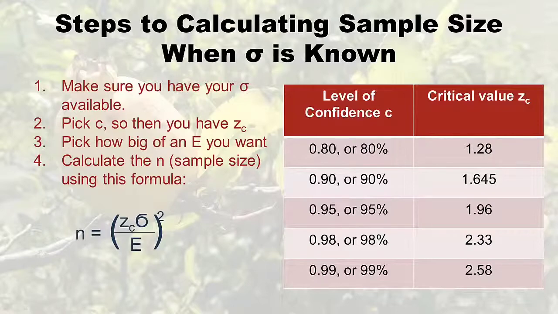So you have to pick C so you can get your z sub c, so you can put that in the formula. Then next you have to also pick how big of an E you want. So remember how big of a margin you want. If you pick a big margin, then you won't get a very precise estimate, right? Like you won't get upper and lower limits that are kind of close together so you can kind of know where it is, right? So you've got to also make a political decision of how big of an E you want. And then finally you plug all that into the formula and you calculate the sample size, or the n.